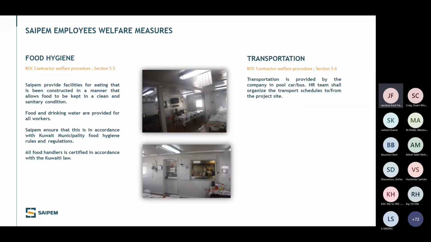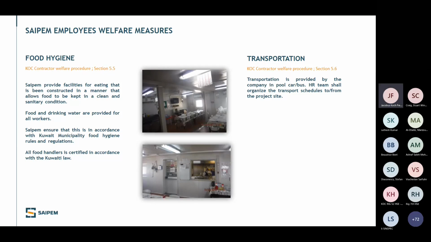Food hygiene. On both our SAIPAM rigs, we have very good food facilities. SAIPAM provides facilities for eating that are constructed in a manner that all food is kept in a clean and sanitized condition.